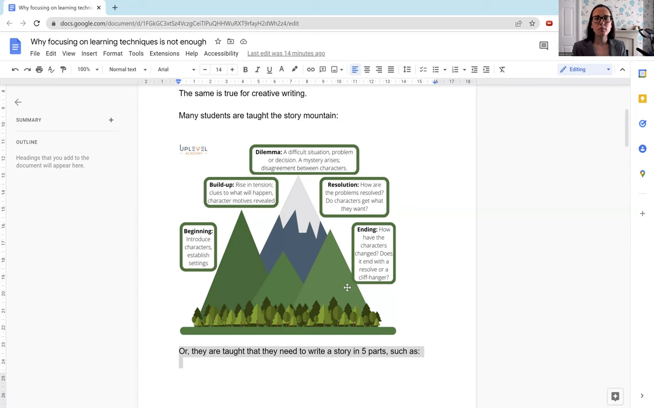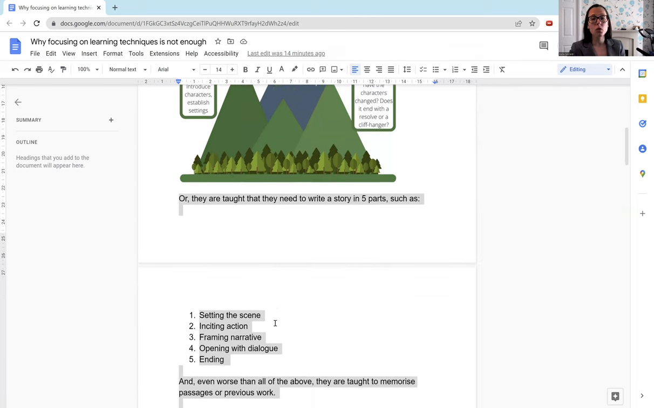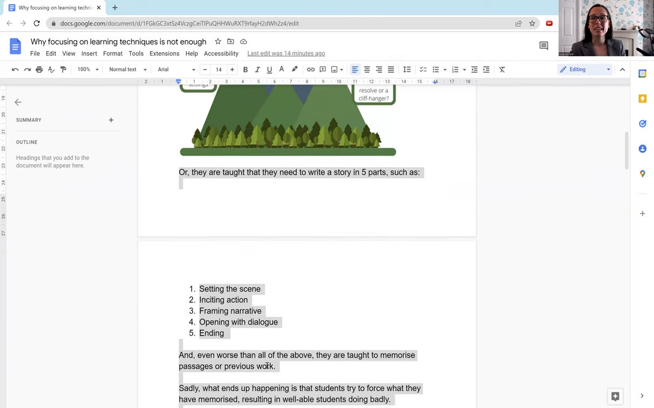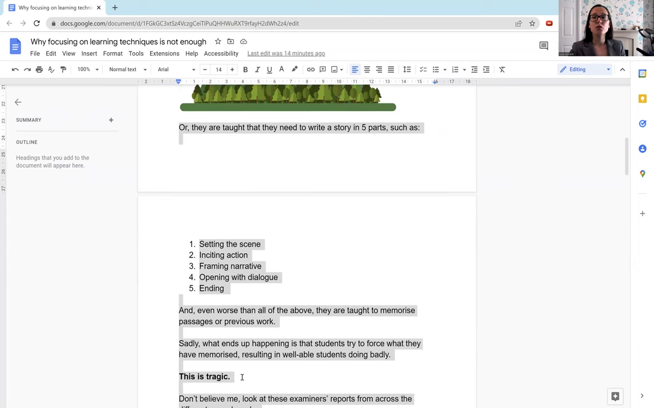Now, again, can you see the problem with this? This focuses on the what and not the why or the how. So students, again, remember this, and the writing becomes very formulaic. And students then struggle to become creative, to use their imagination. Or they might be taught a five-part structure: setting the scene, inciting action, framing narrative, opening with dialogue, and then ending. Now, the problem with this is that, again, it's very formulaic.